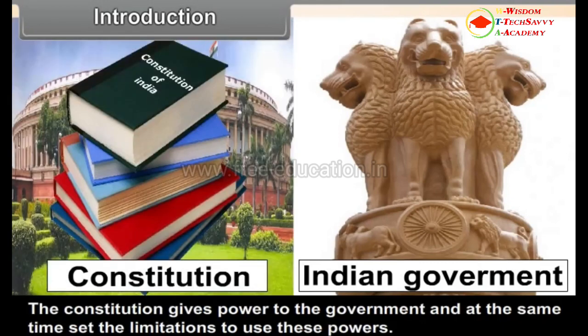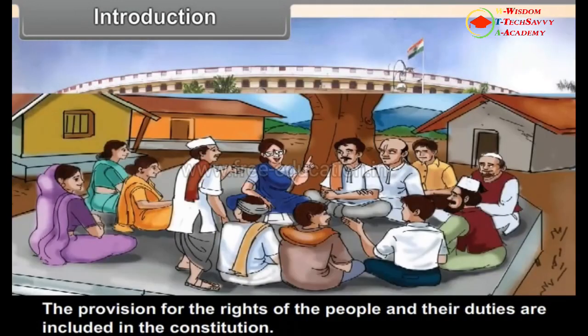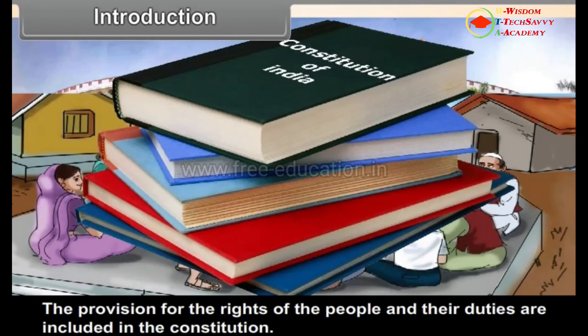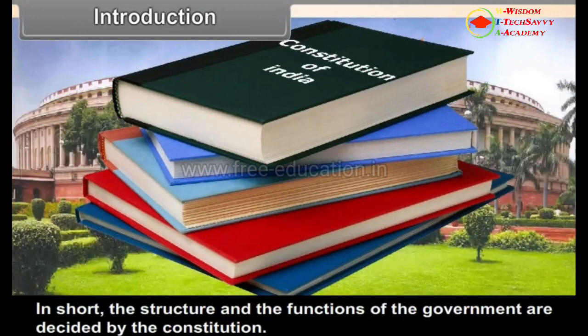The Constitution gives powers to the government and at the same time sets limitations on the use of these powers. The provisions for the rights of the people and their duties are included in the Constitution. In short, the structure and the functions of the government are decided by the Constitution.